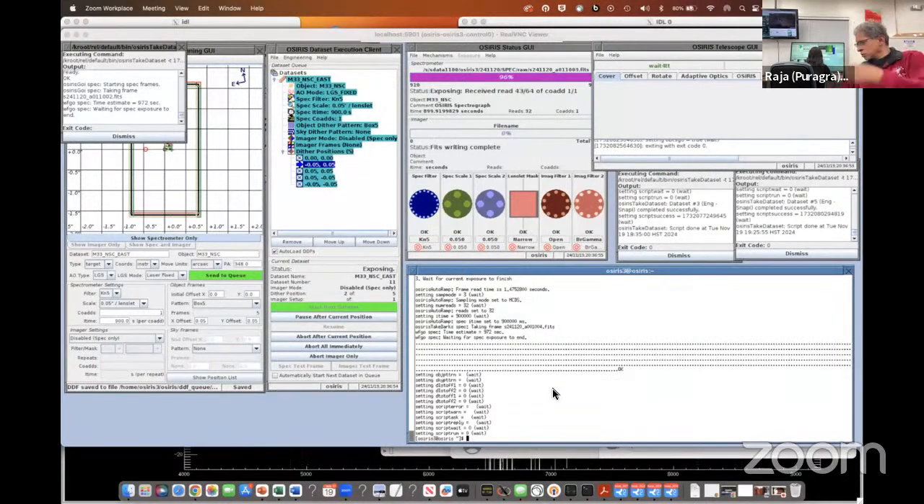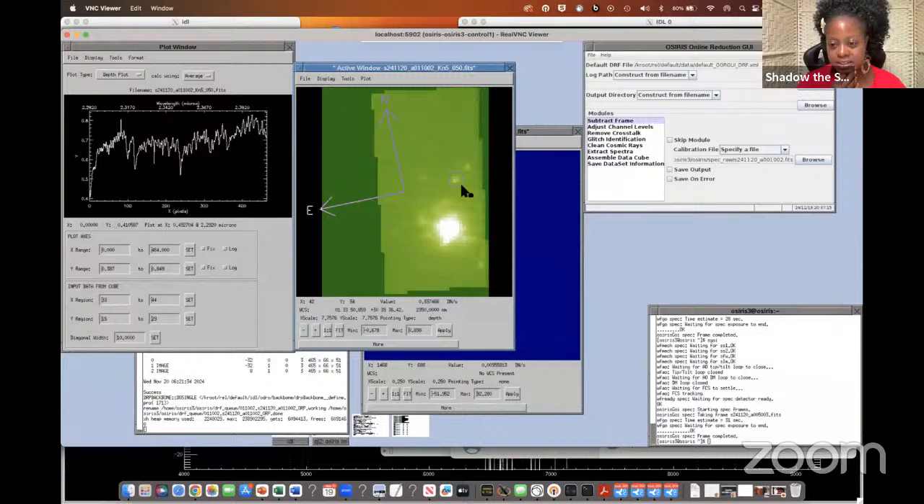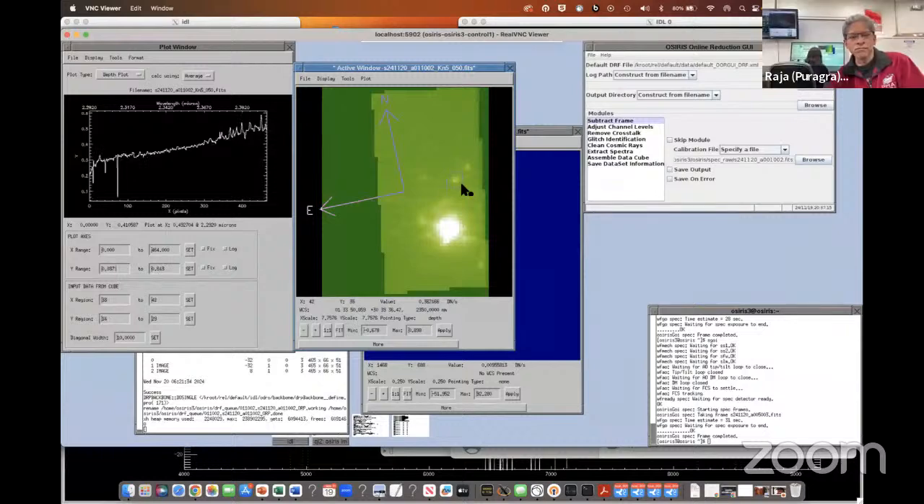I'm not at all used to the GUI. Osiris GUI. Is this your first time using Osiris? I think it is.